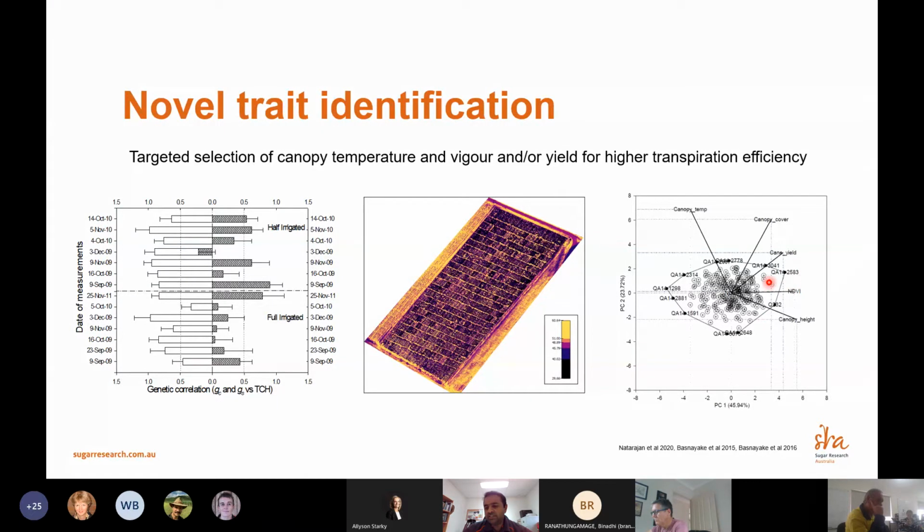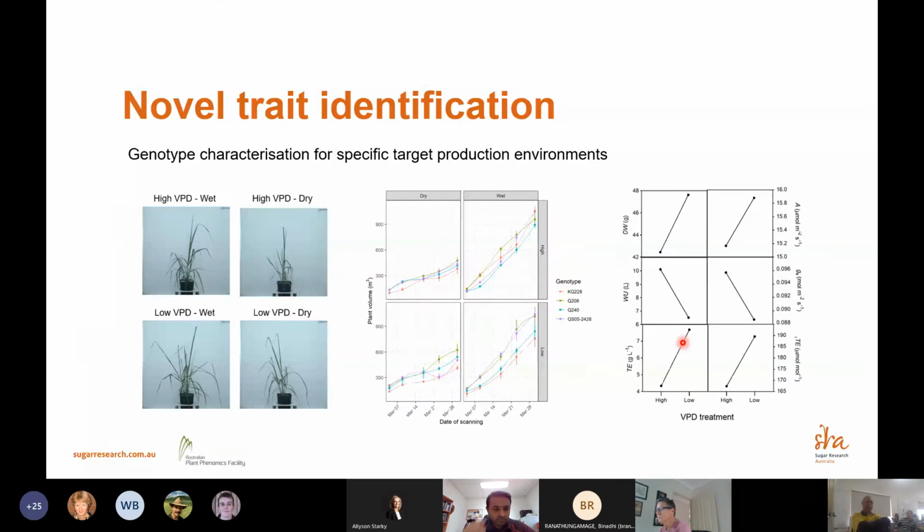So we could say that this genotype may be particularly suited for water limited conditions. And one way to use this information is we can measure these novel traits in an integration program and to identify promising parental material. So that would also overcome the bottleneck of narrow genetic base in the sugarcane germplasm.